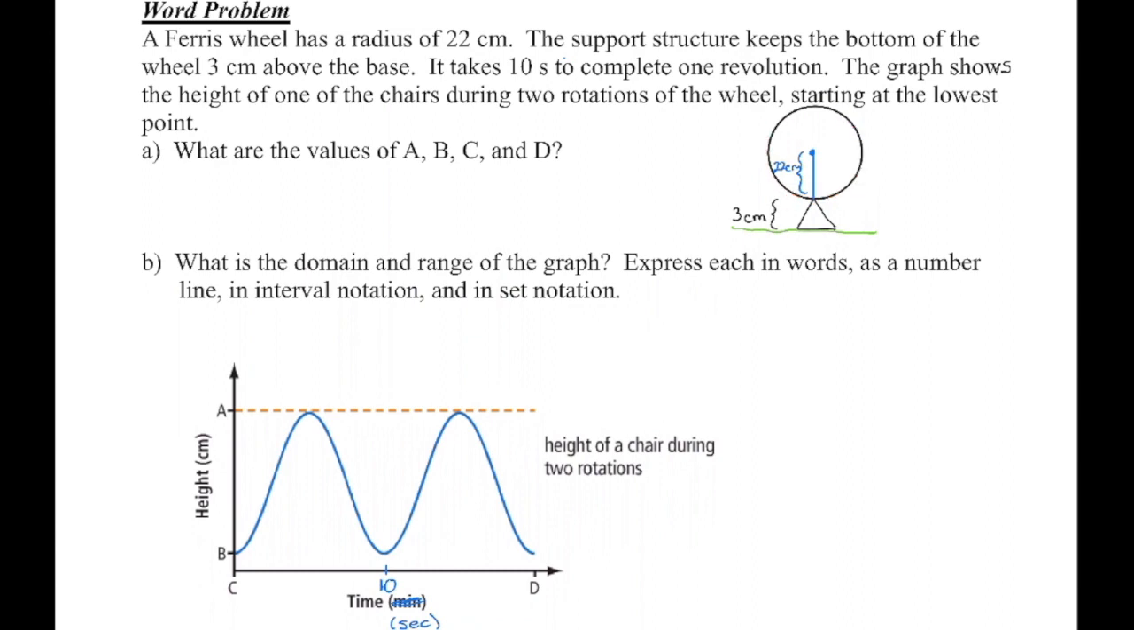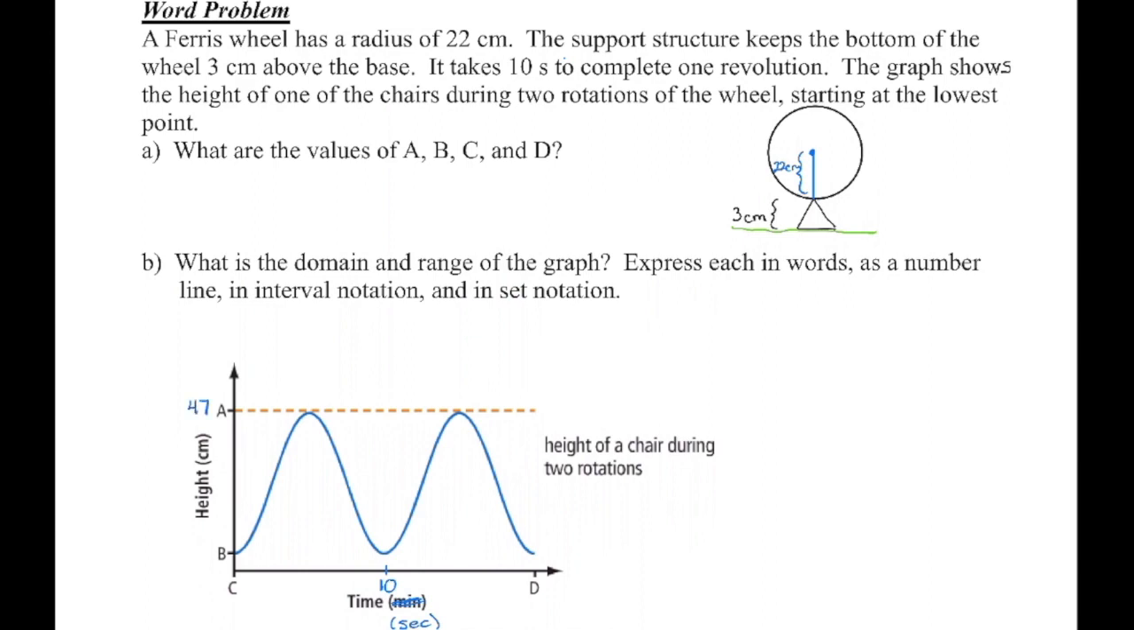And again, this is not drawn to scale. Because the radius is 22 centimeters, I drew my radius from the center of the circle going straight down so that I can see if this is 22 centimeters, this is going to be another 22 centimeters. That means my diameter is 44 centimeters. Plus another 3 centimeters means that from the base, this highest point on the Ferris wheel is going to be 47 centimeters. So I'm going to go over here and put that in for A.